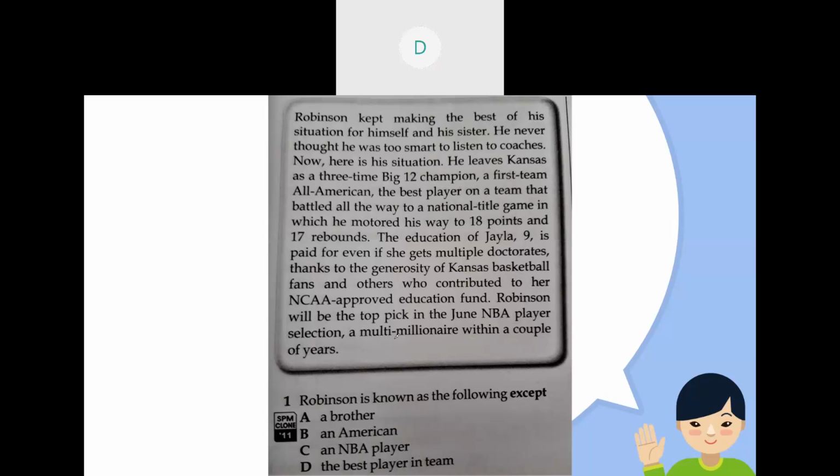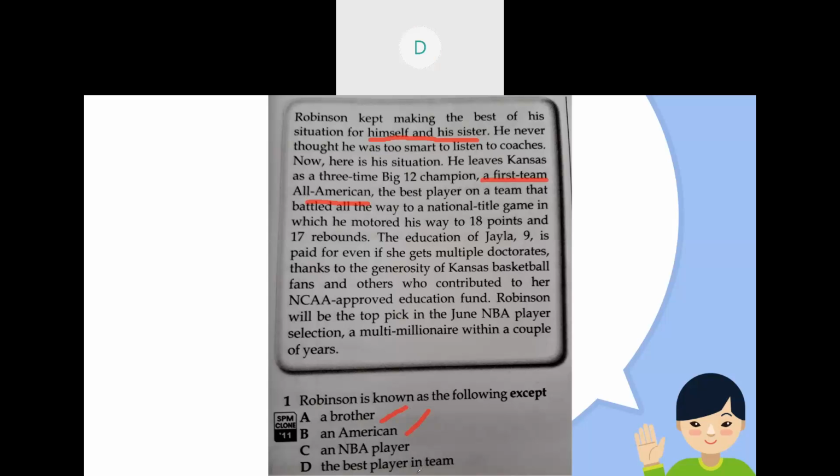Okay, let's scan. Brother. Which line tells you he's a brother? This line: himself and his sister, right? Next, an American. How do you know that he's an American? He joined this. He is the All what? American. First team All-American. So he is, of course, an American.